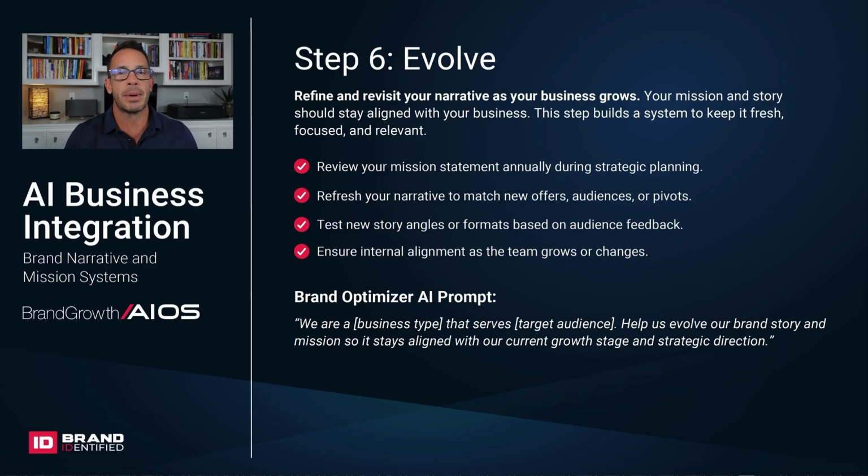And then finally, step number 6 of this framework is to evolve. Refine and revisit your narrative as your business grows. Your mission and your story should stay aligned with your business. This step builds a system to keep it fresh, focused, and relevant.